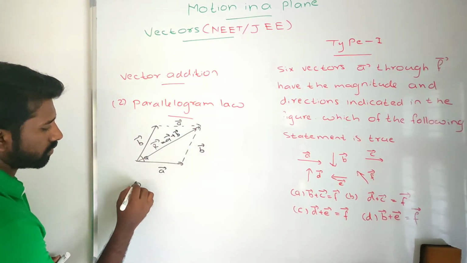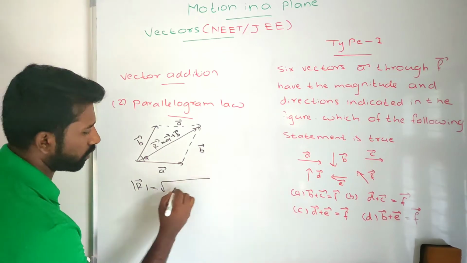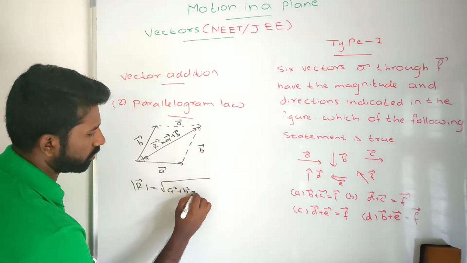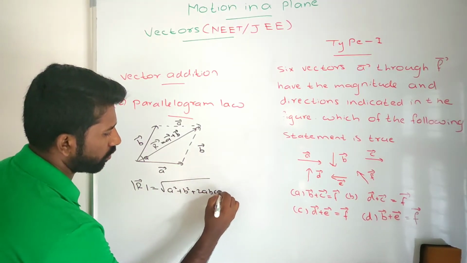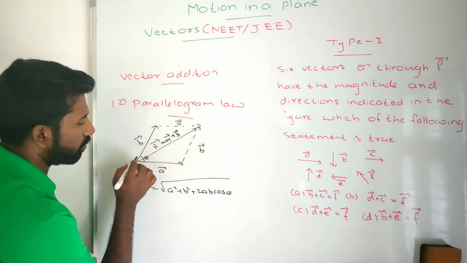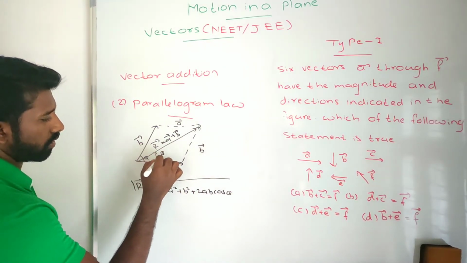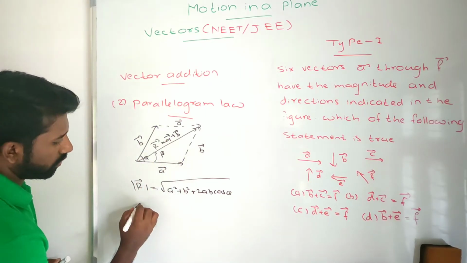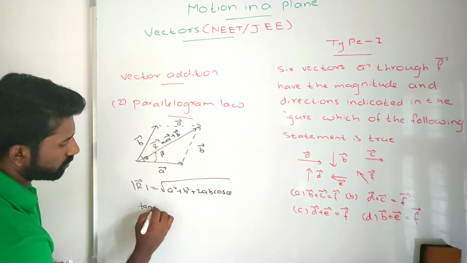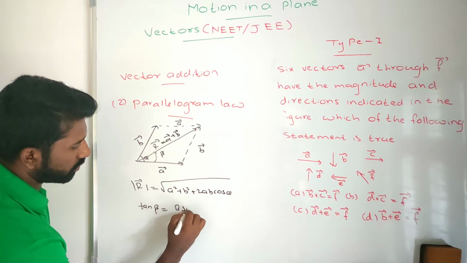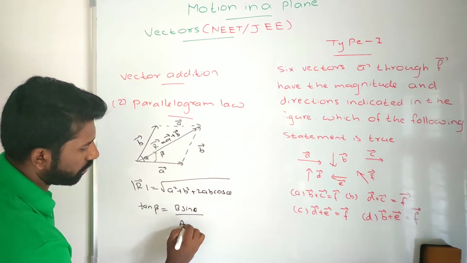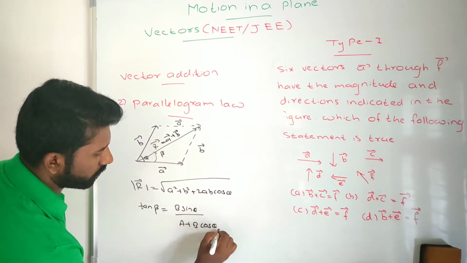Okay, what is the resultant magnitude? That is equal to square root of A square plus B square plus 2AB cos theta, where theta is the angle between A vector and B vector. If the resultant is making an angle beta with the horizontal, then tan beta is equal to B sin theta divided by A plus B cos theta.